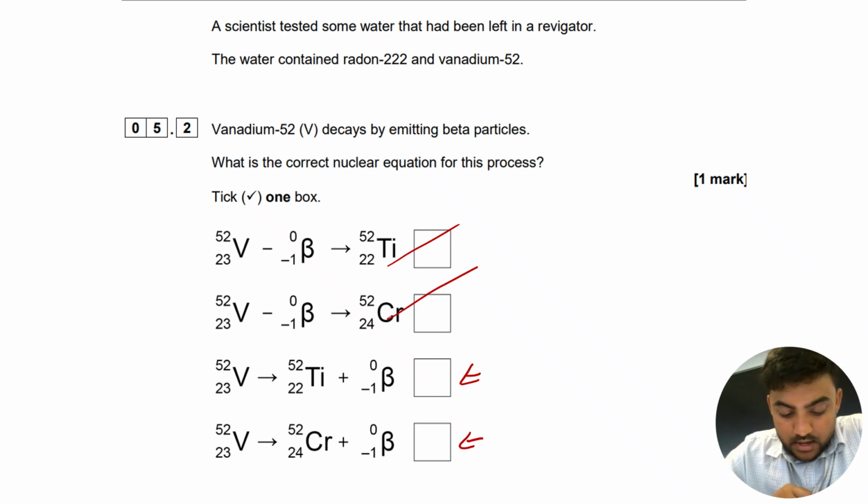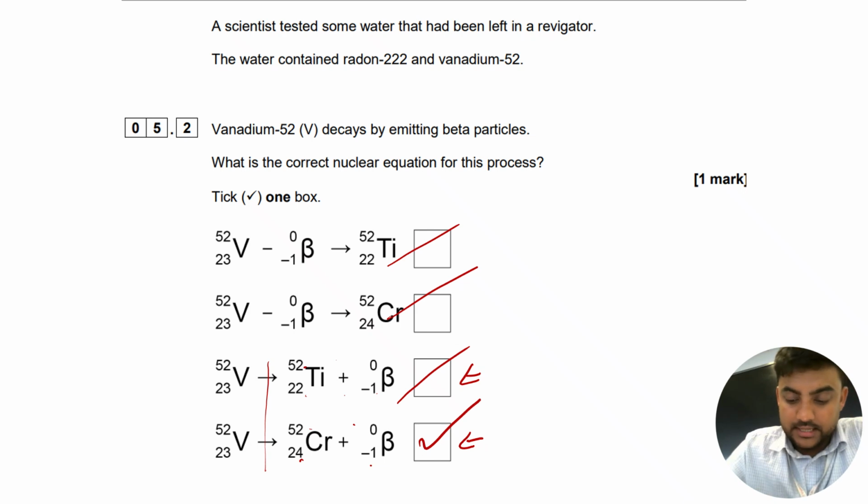Let's see. After the beta particle is released, you have to add up everything on the right hand side of the arrow, and it should be equal to the left hand side of the arrow. 52 plus 0 is 52. 22 minus 1 is actually 21, so it doesn't add up to 23. So it's not that. 52 plus 0 is 52. 24 minus 1 is 23. So that's the correct answer.